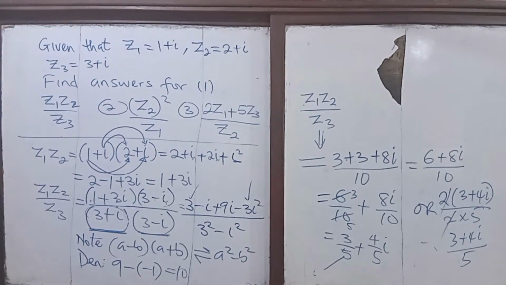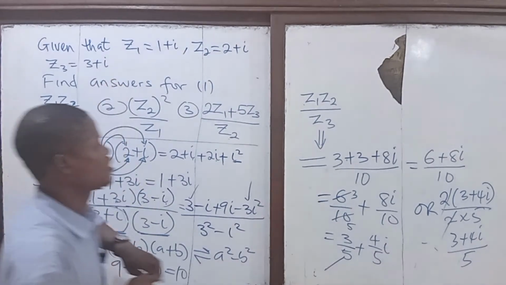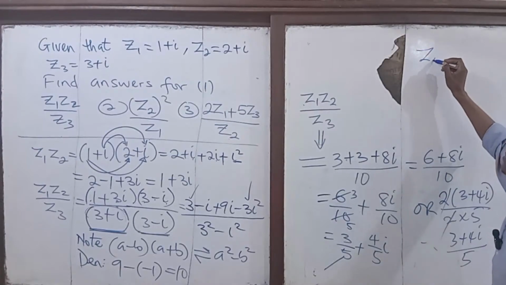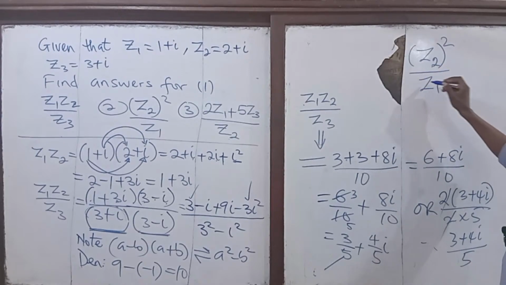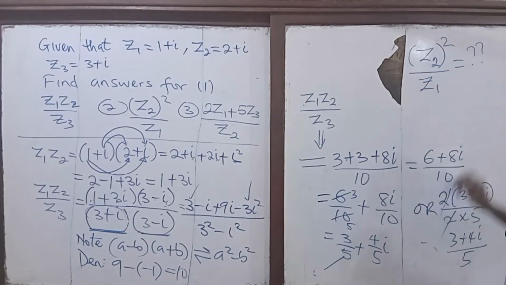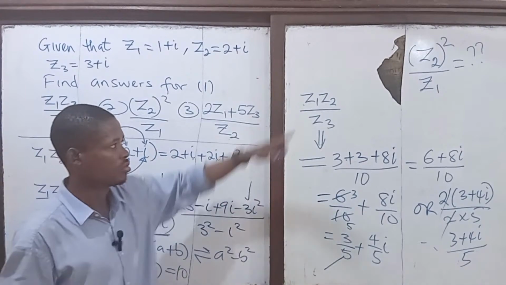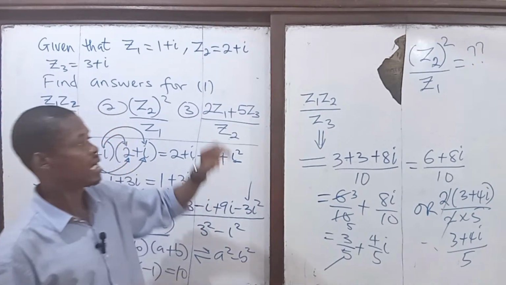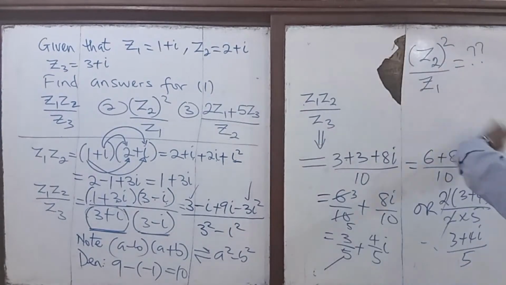I'll take just one more. You also do the B part. That will be your quiz. Put the answer of z2 squared over z1. Begin to do that and put the answer in the comment section. I don't know the answer, but when you solve it, I'll do the same thing also. Let's see your response for question 2.